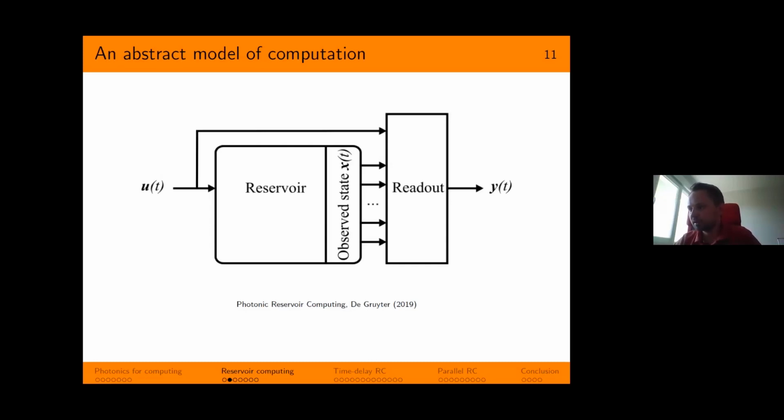In contrast, when we train the system, we only train the readout. We leave the reservoir untouched, which is a dynamical system that we don't train. We only train the linear model that is built on top of the reservoir so that it can solve the task that we want to solve.